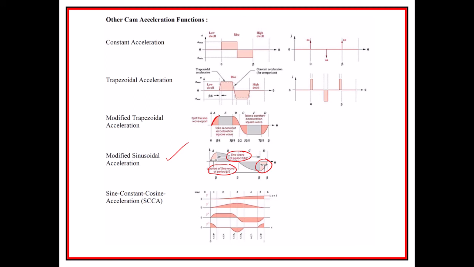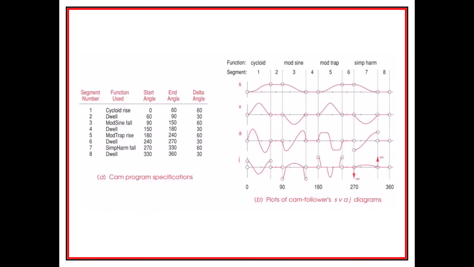It's almost better to see them superimposed on top of each other. So here is one where they've plotted various different CAM followers, SVAJ diagrams, in just a portion of them. Here's a cycloid, modified sine, modified trapezoidal, and simple harmonic. And you can kind of see the J up here. Really it's the jerk that we're concerned about, right? You can see they're all combined with each other.